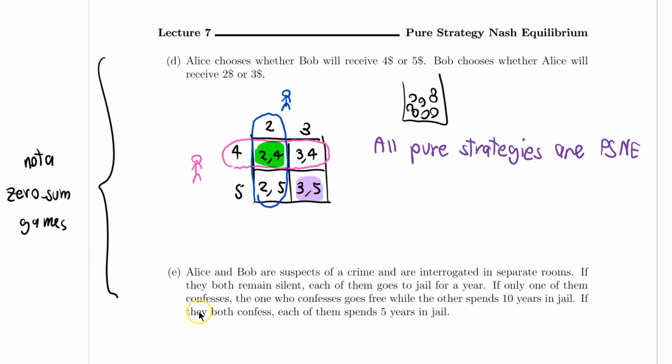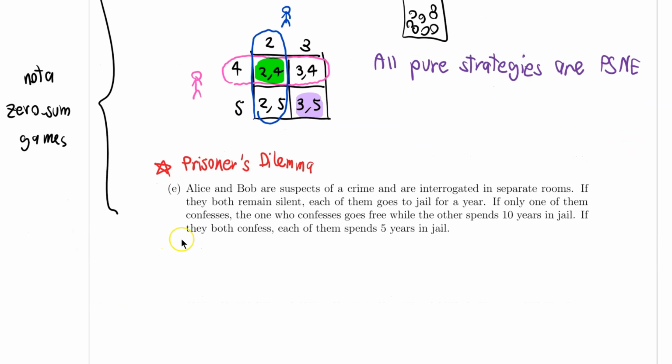And now for the last example, this is indeed the famous example. This is one of the examples that made the Nash equilibrium famous. This has a name. This is called the prisoner's dilemma. So let's say Alice and Bob are suspects of a crime. They found Alice and Bob together at a crime scene, but they have no evidence. So what they decide to do is put Alice and Bob in different rooms and interrogate them. Alice and Bob have the option to either confess or remain silent.